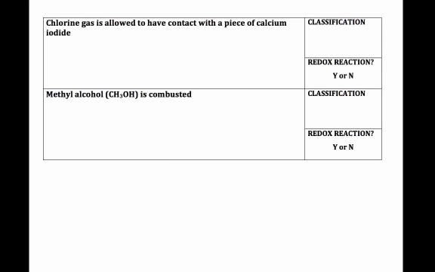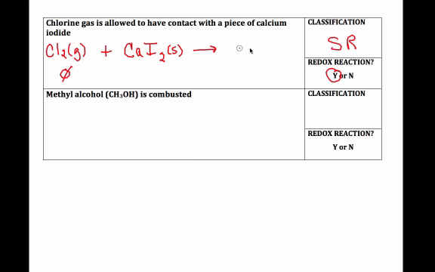All right, chlorine gas. So Cl2 gas. I've got an element plus a compound, and it says a piece of calcium iodide solid. Element plus a compound has to be a single replacement. All single replacements are redox because we're going to have an element that has an oxidation number 0 going into a compound. Now the calcium's plus 2, the iodide's minus 1.